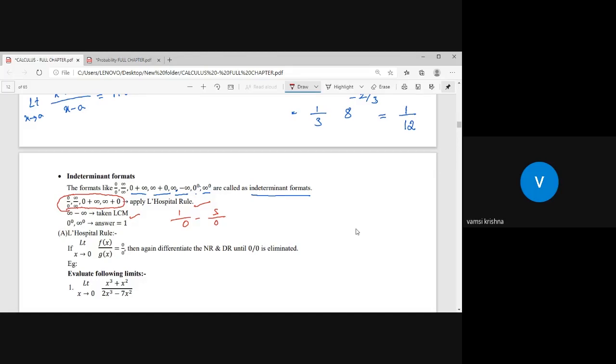And finally, in the indeterminate forms like 0 power 0 or infinity power 0, then that limit value must be equal to 1. Just like anything power 0.